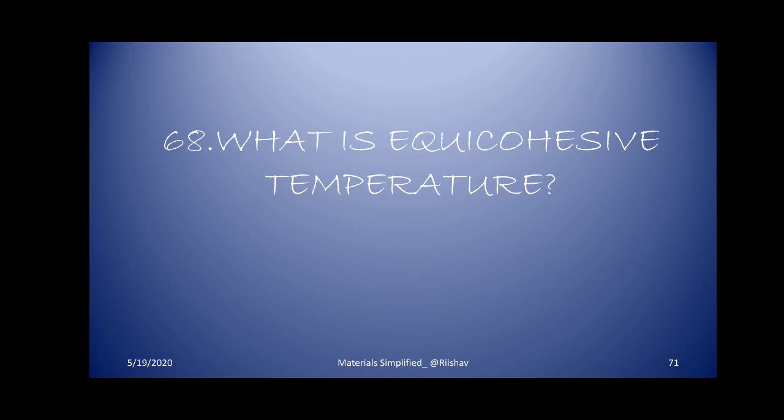What is equicohesive temperature? This is a good question. Equicohesive temperature is a temperature at which the strength of the grain and grain boundaries are equal. Generally, grains and grain boundaries have different strengths. In general, I guess the strength of grains is less as compared to grain boundaries. At higher temperature, these grain boundaries become weaker than the grain, and so these grains can slide past each other due to shear stress.